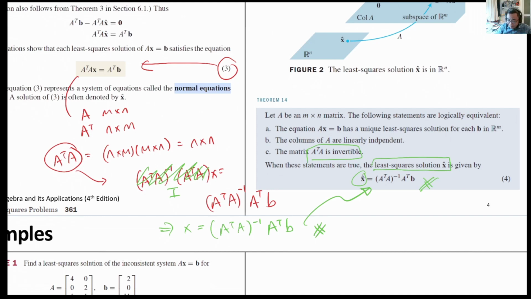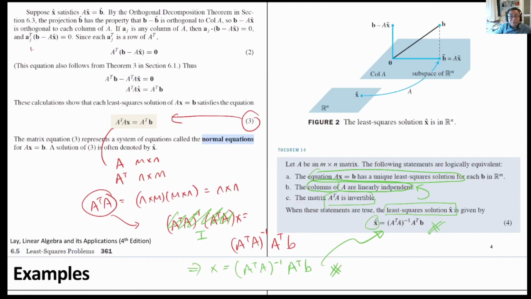Now, in most cases, A^T A is invertible. When A^T A is invertible, these three conditions are logically equivalent. It means that the columns of A are independent. It means that the solution of Ax equals b is unique. In the next 3 slides, we have some examples.